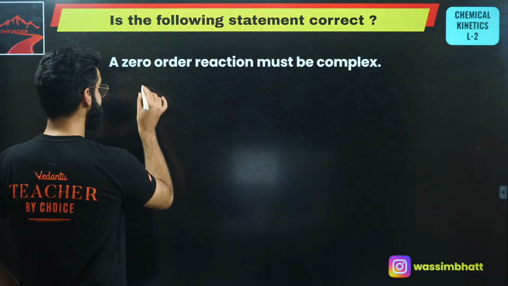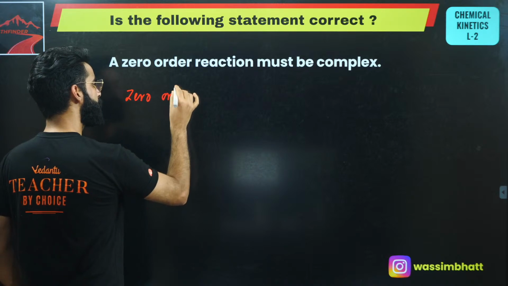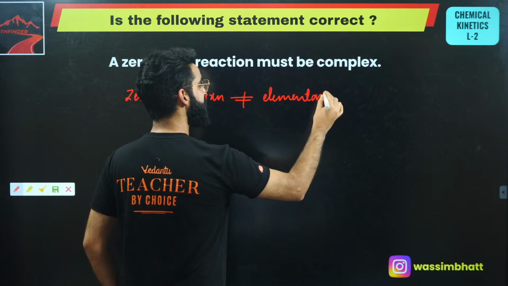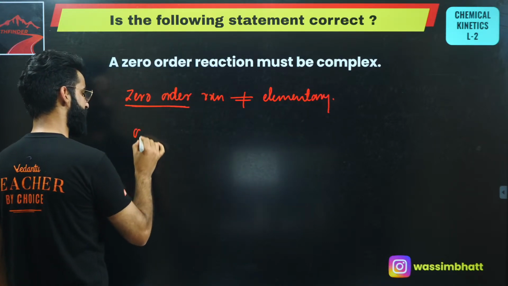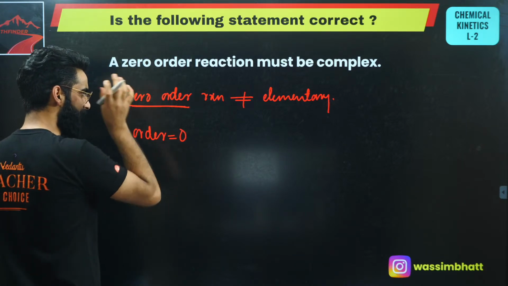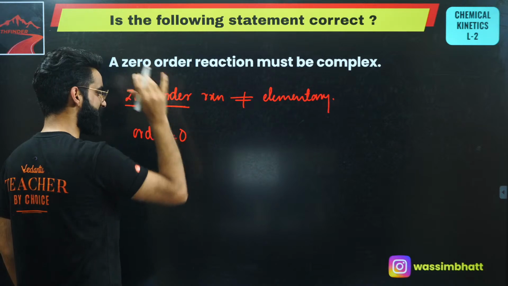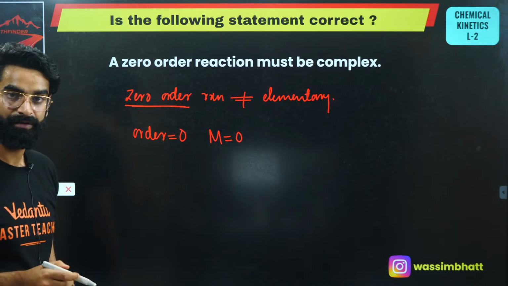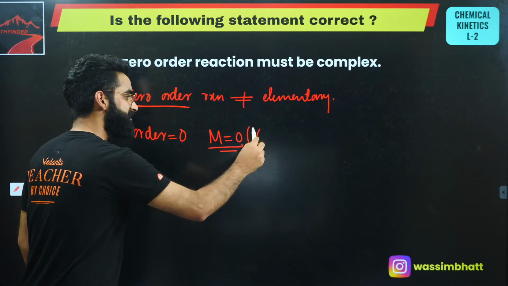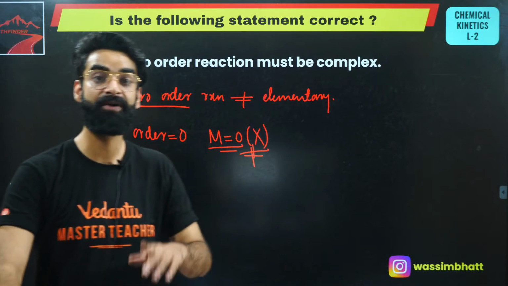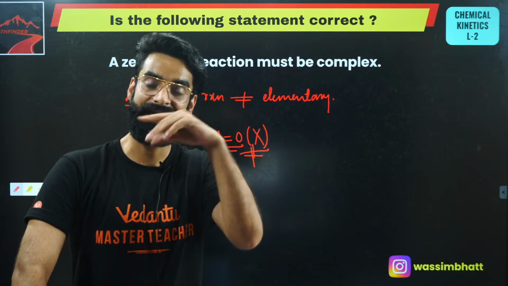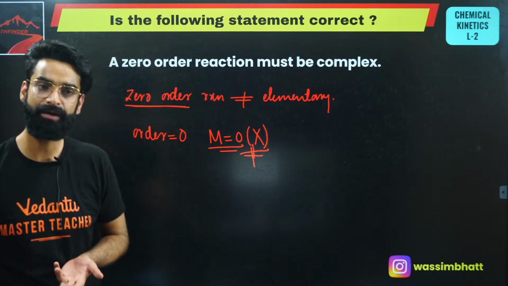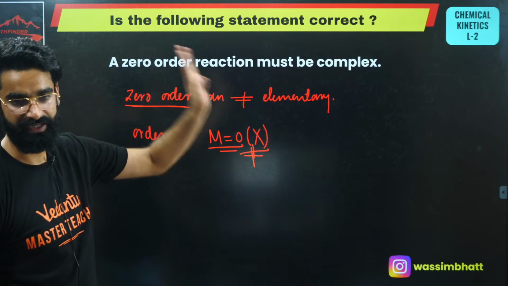Why is that? A zero order reaction can never be elementary. If I have a reaction whose order is 0 and it is elementary, that means its molecularity should also be 0. But does a reaction with molecularity 0 make any sense? No. The molecularity of a reaction can never be 0. So remember, a zero order reaction can never be elementary, it's always complex.